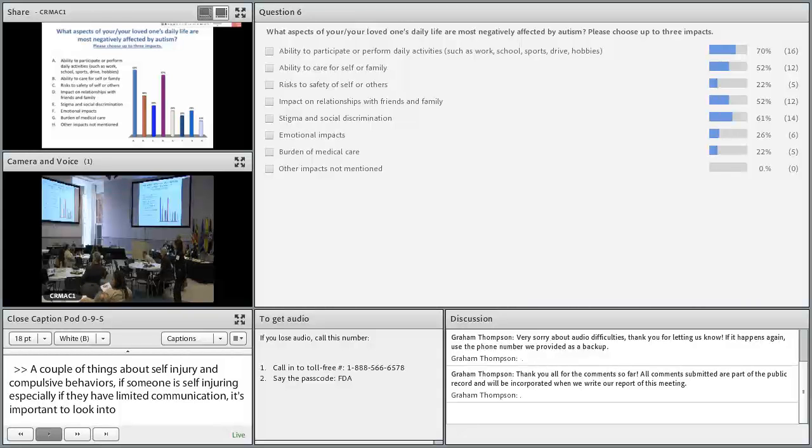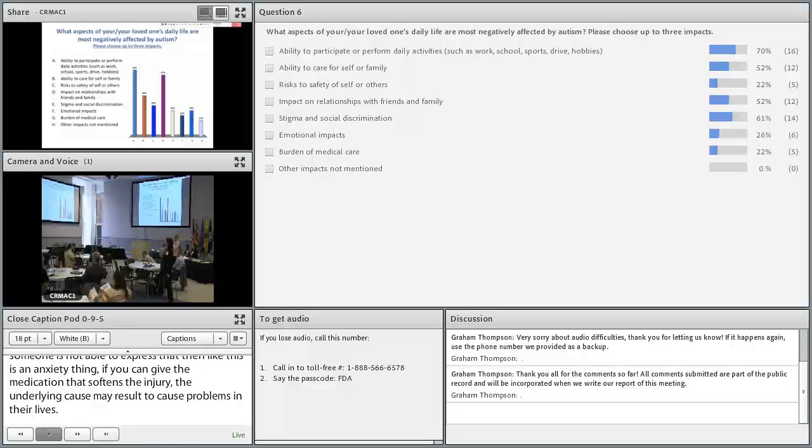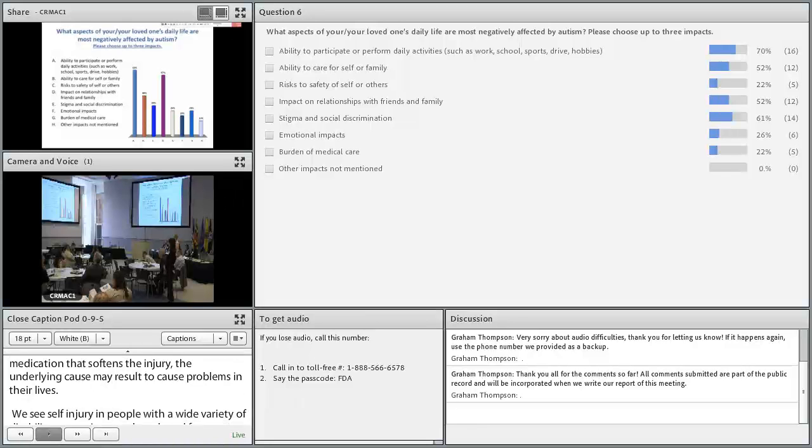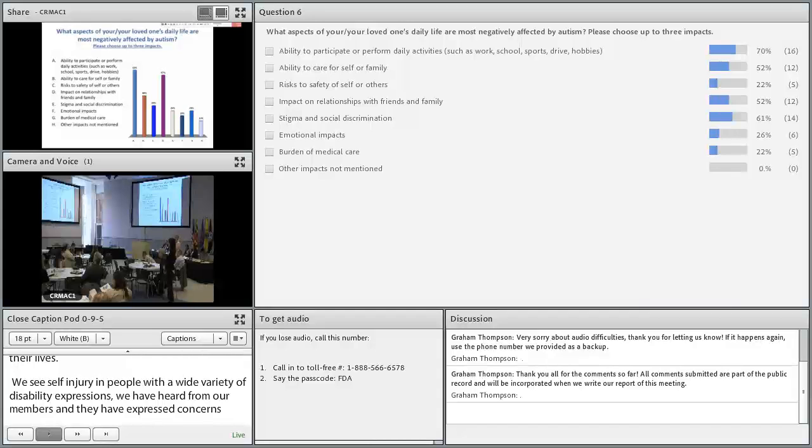So we see self-injury in people with a wide variety of disability expressions. And we've heard from our members, they've expressed concerns that they weren't evaluated for underlying issues at times when they could really have used treatment for something like migraines or for anxiety or a co-occurring psych disability that was related to their self-injury.